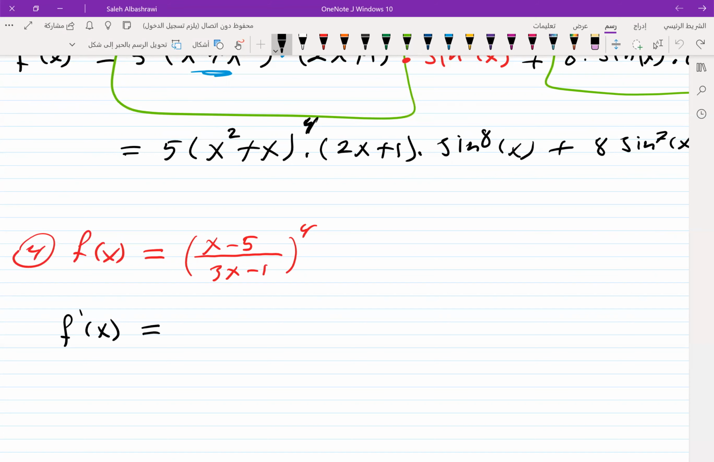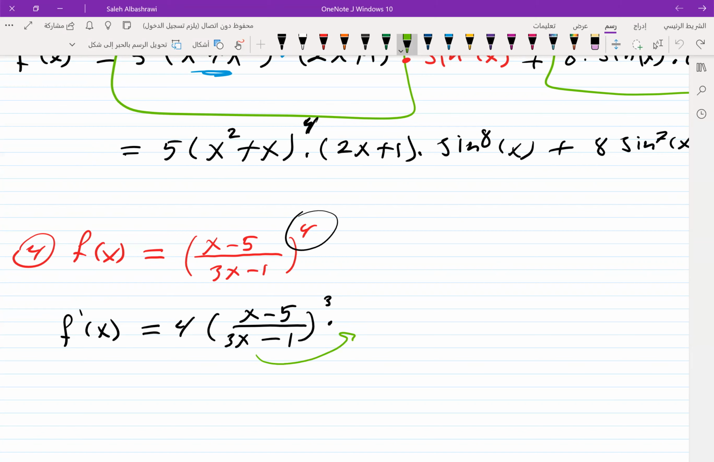So we need to apply the chain rule. Chain rule, we will differentiate the power first. It will be 4, keeping what is inside to the power 3. That will be (x minus 5) divided by (3x minus 1). So we differentiate the power. Now I need to differentiate what is inside the power, this function.